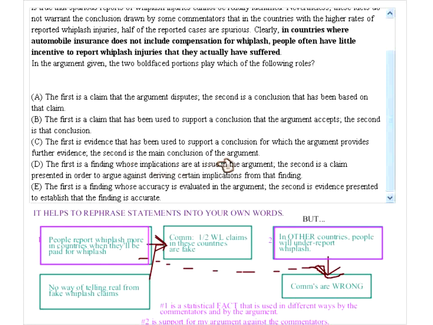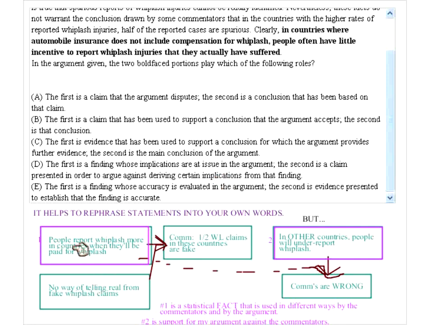D, the first is a finding whose implications are at issue. That seems to fit because at issue means we're arguing about what it means. Well, they use it to support this, I use it to support that. So that's true. And then the second is presented in order to argue against deriving certain implications. Okay, this is used to support my argument against that argument. So that's pretty good.